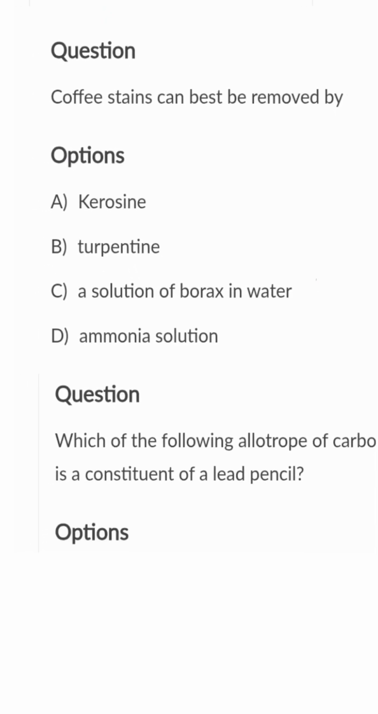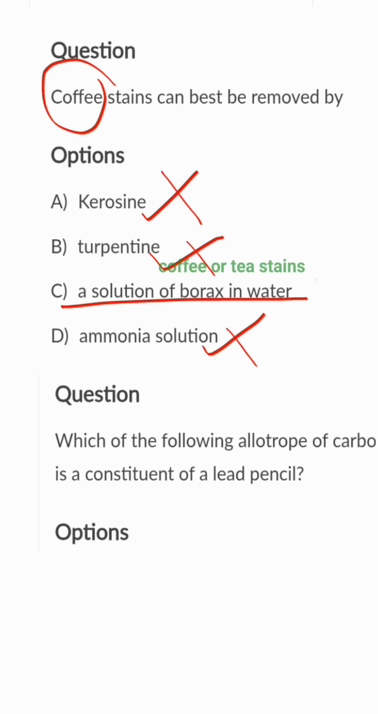reagents are used to remove different kinds of stain. For example, if you have a stain that is from paint, you have to use turpentine to remove it. Then a stain from maybe fat and oil, like stew or soup, you have to use kerosene, petrol, or ammonia solution. So this last one here, which is borax solution, is used to remove coffee or tea stains from clothes. Okay, take note of that.